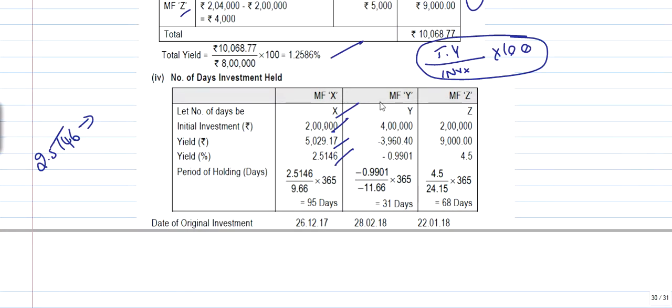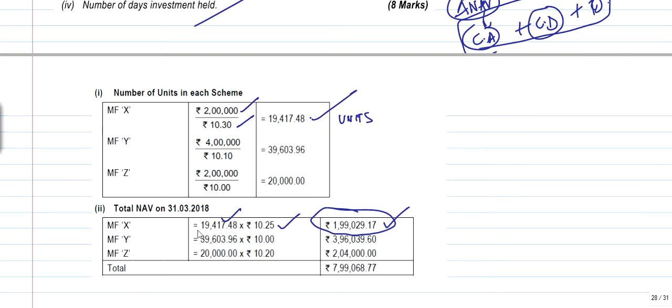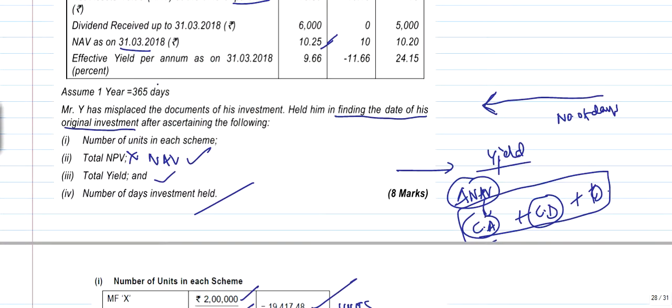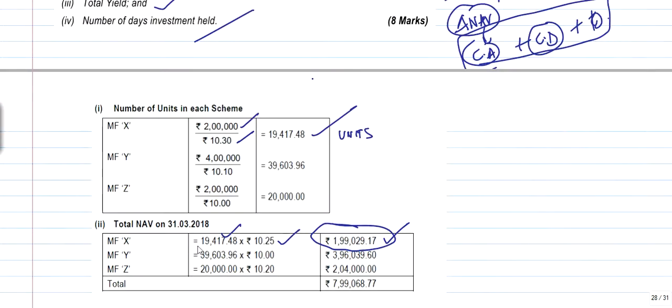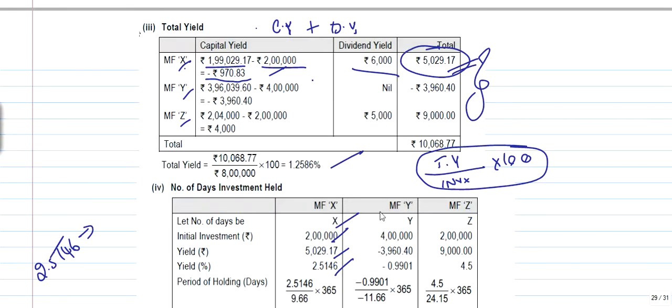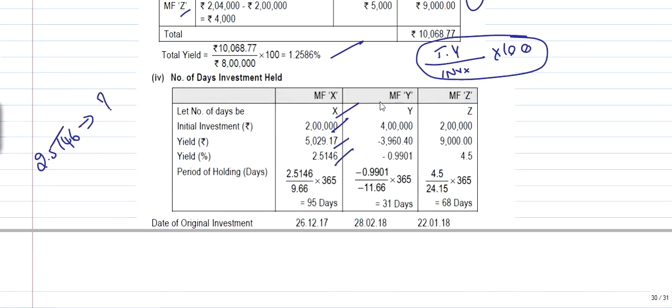So what do we have in the question? Effective yield per annum 9.66. So this is for how many months or days? Effective 9.66 is for 365 days. So 2.5146 into 365 divided by 9.66. You will get 95 days.